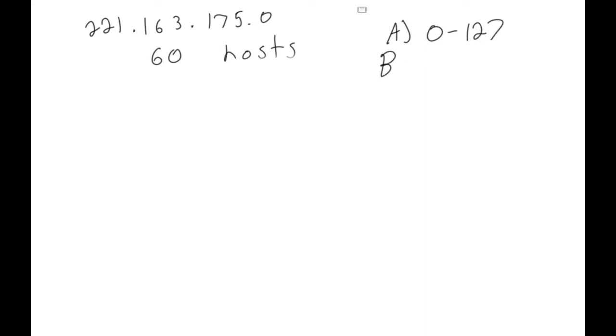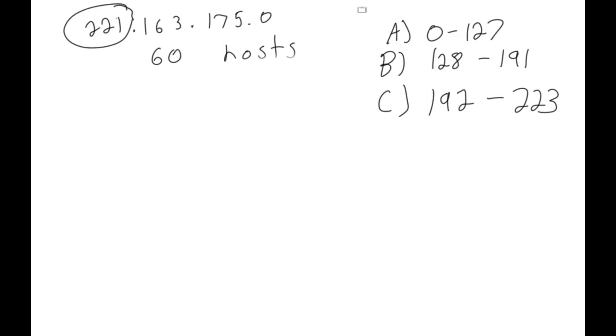Class B is from 128 to 191. And this is all because of the set bits that I just explained. And then 192 to 223. So this first number, which category does it belong to here? A, B, or C? The answer is C, because 221 is within this range. So this is a Class C network.